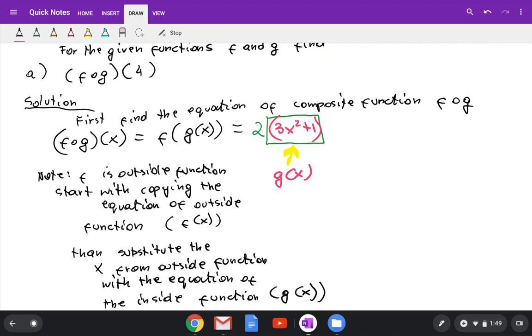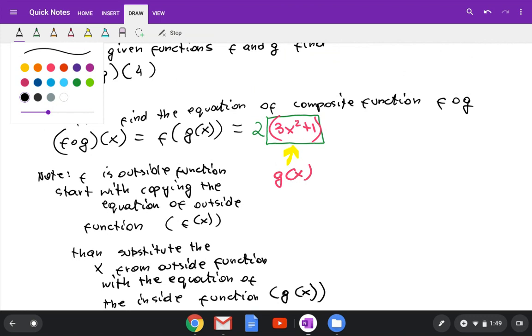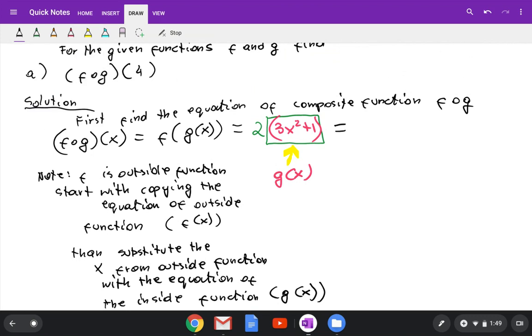Okay, so what you're going to do next? Next, we're just going to evaluate. So let's simplify that. So we have 2 times 3x squared plus 1. We're going to distribute 2, and we're getting 6x squared plus 2. So this is our f composed with g. This is our composition function.